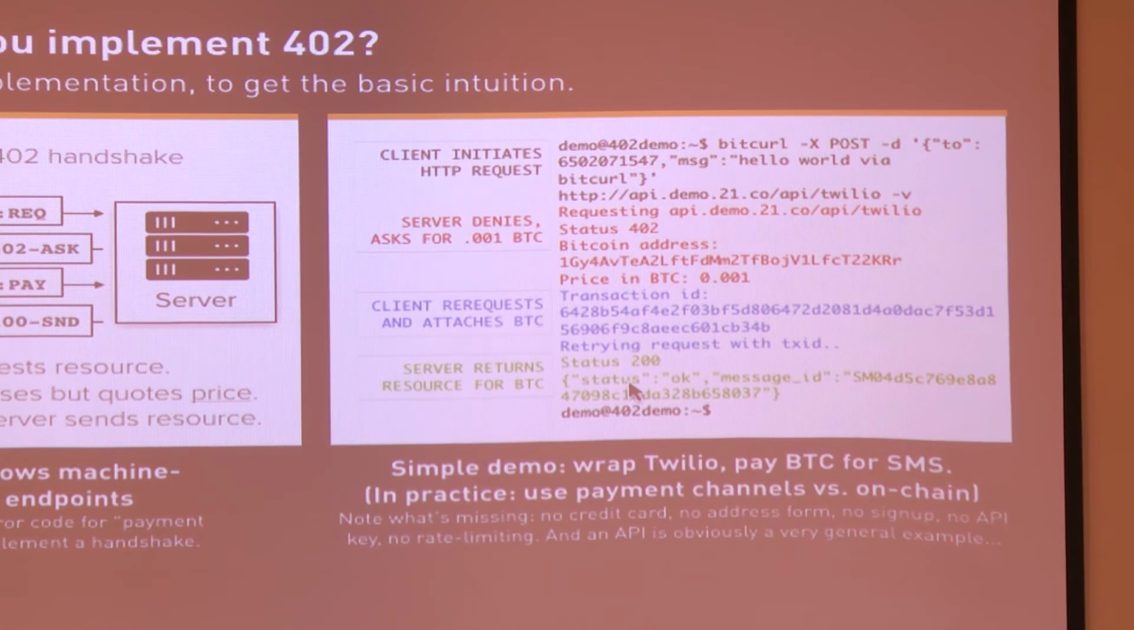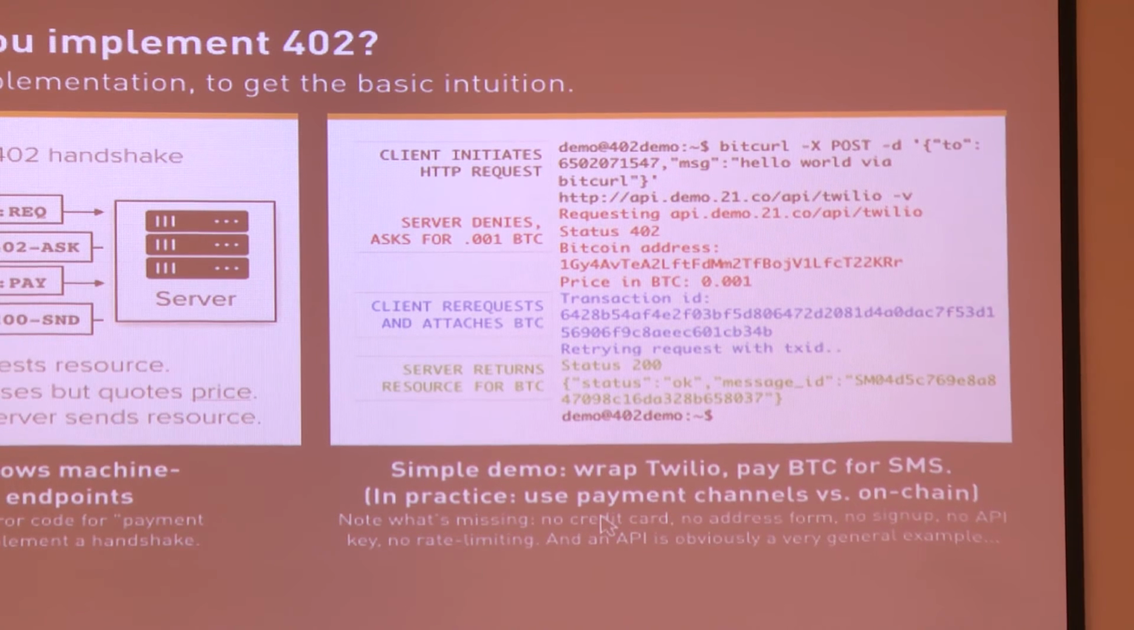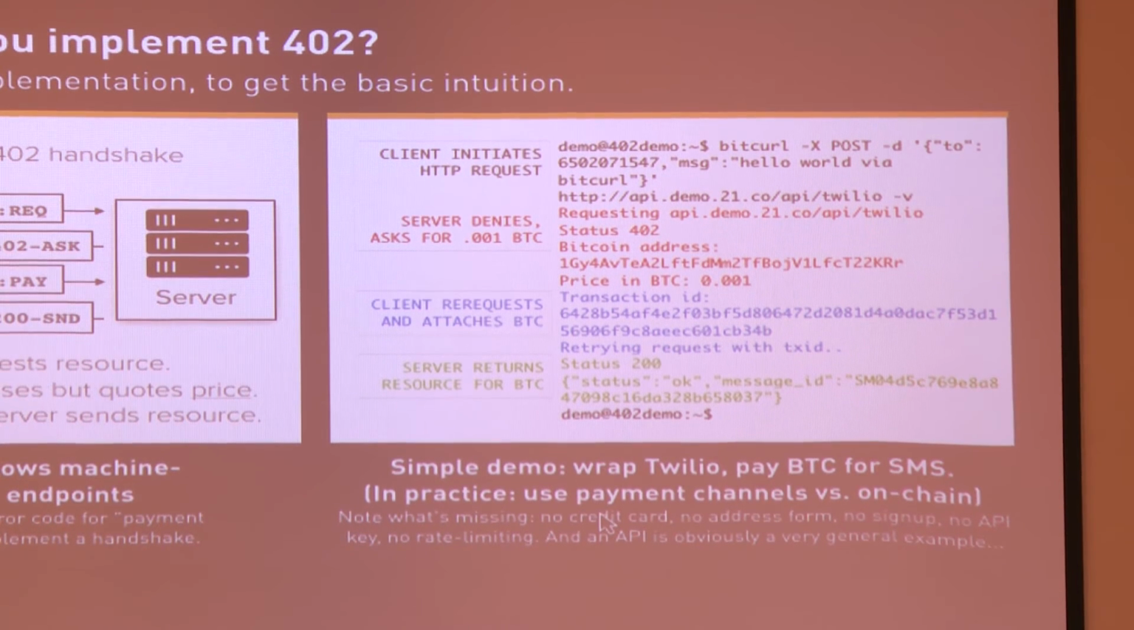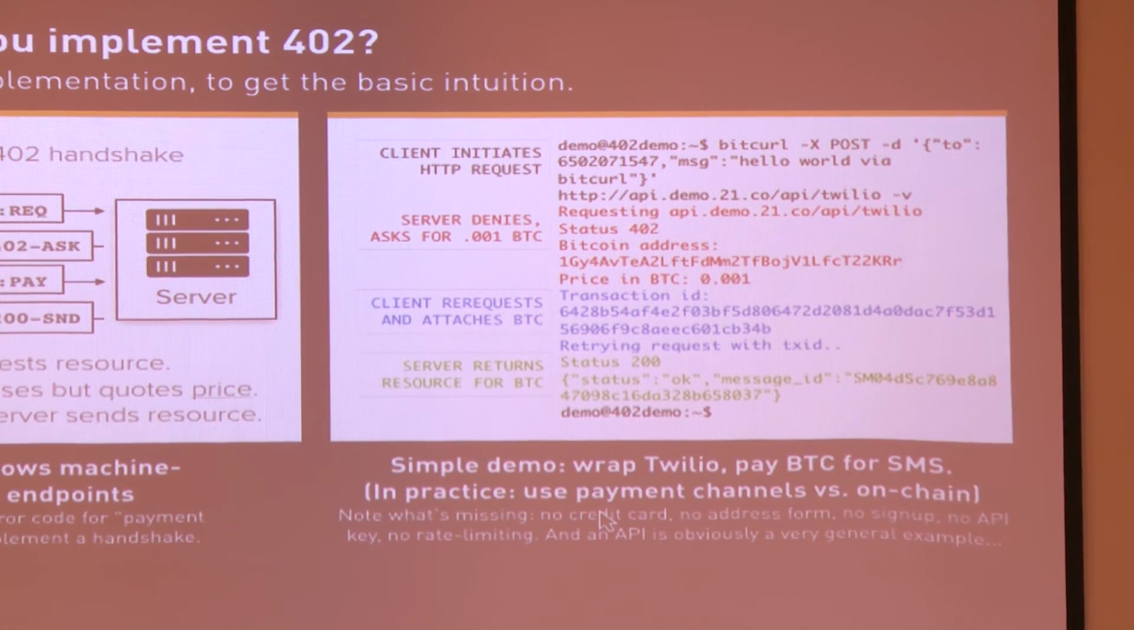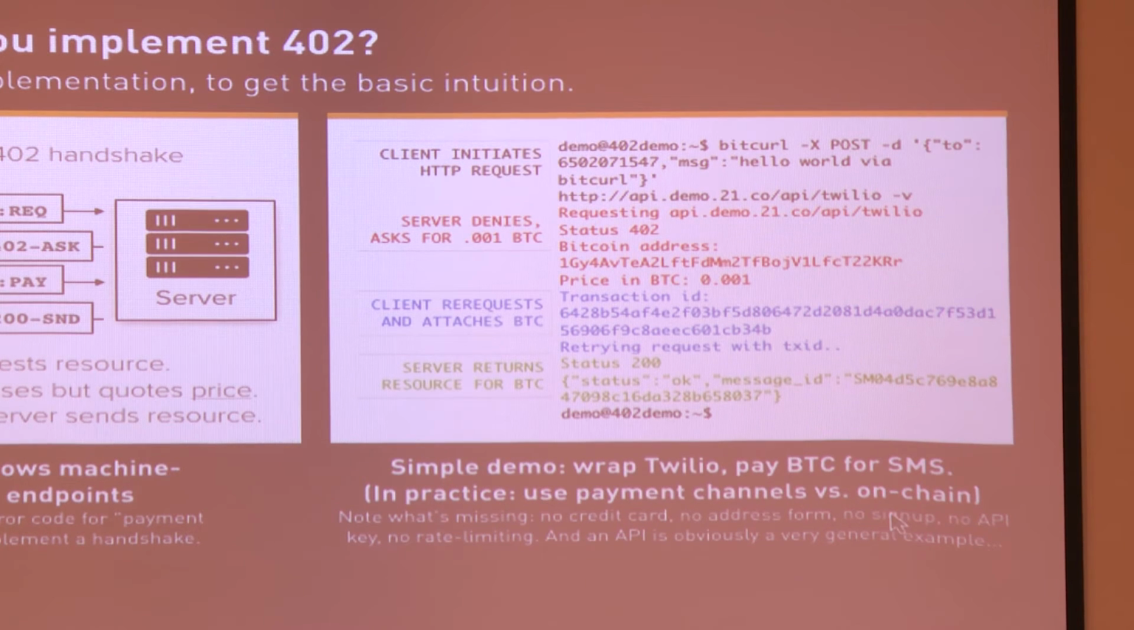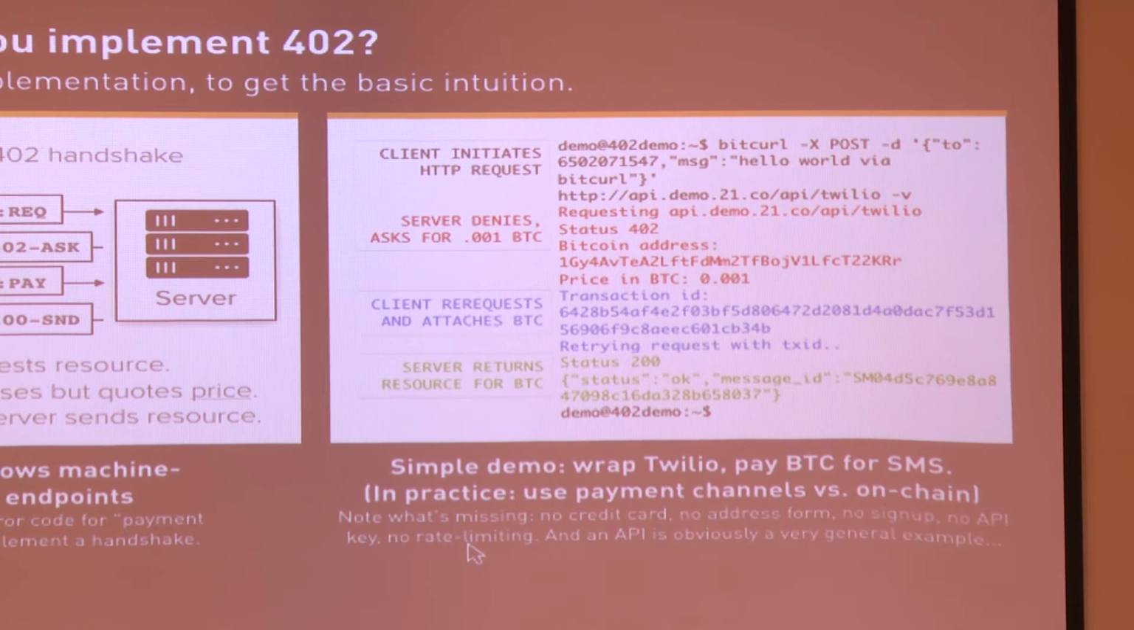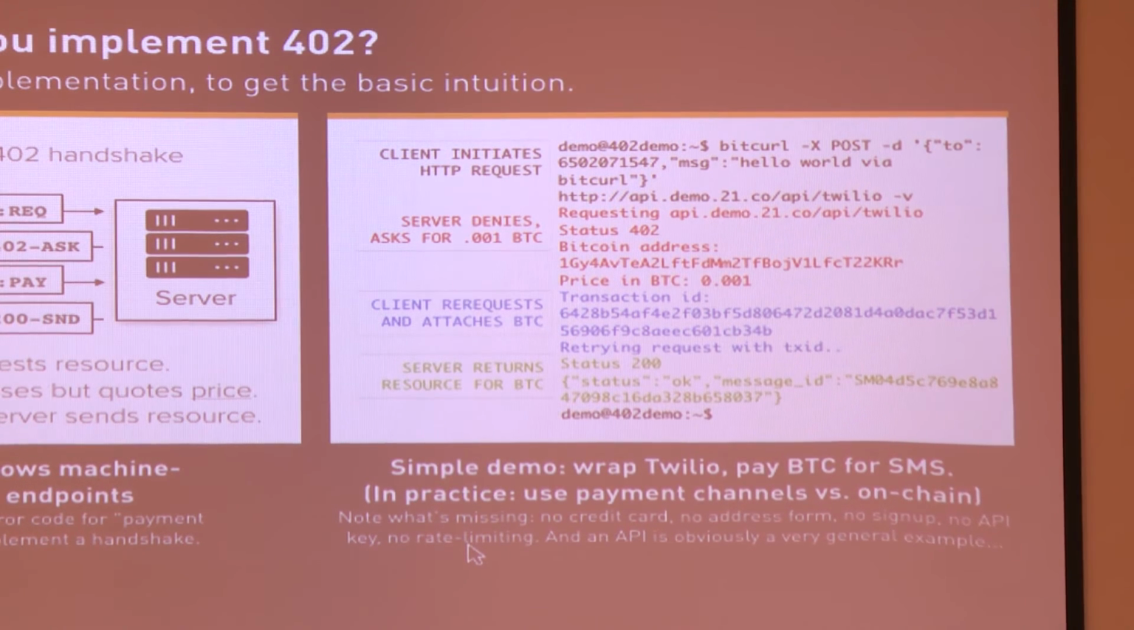Now think about what is missing here. There was no credit card. There was no address form with your mailing address and so on. There was no sign up, there was no API key, there was no rate limiting. It was just a pure machine-to-machine handshake with payments becoming packets.